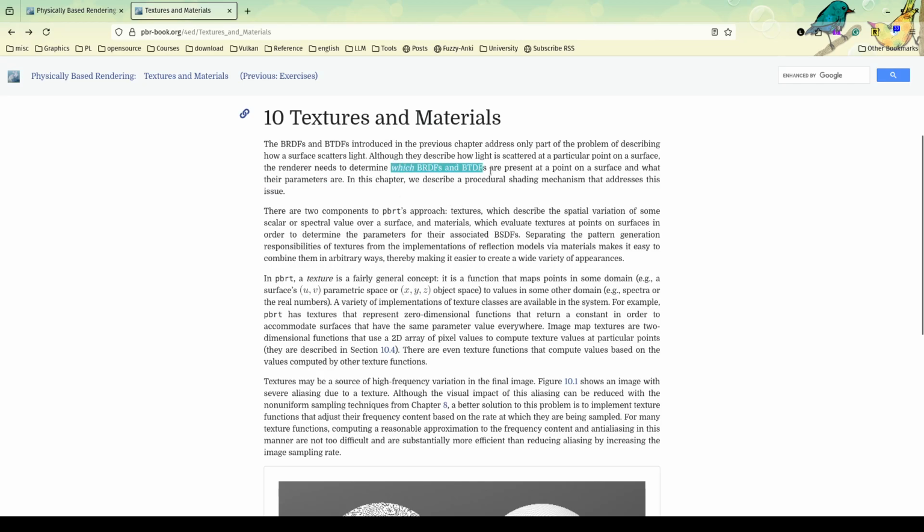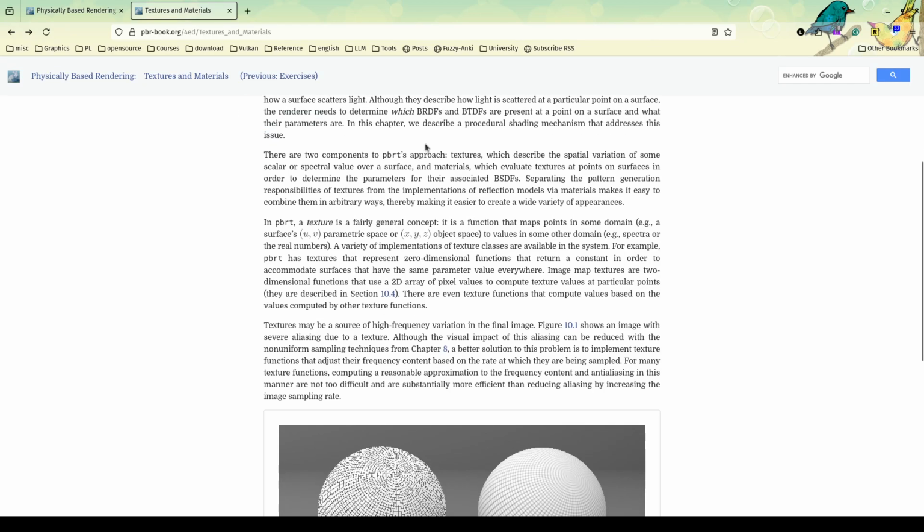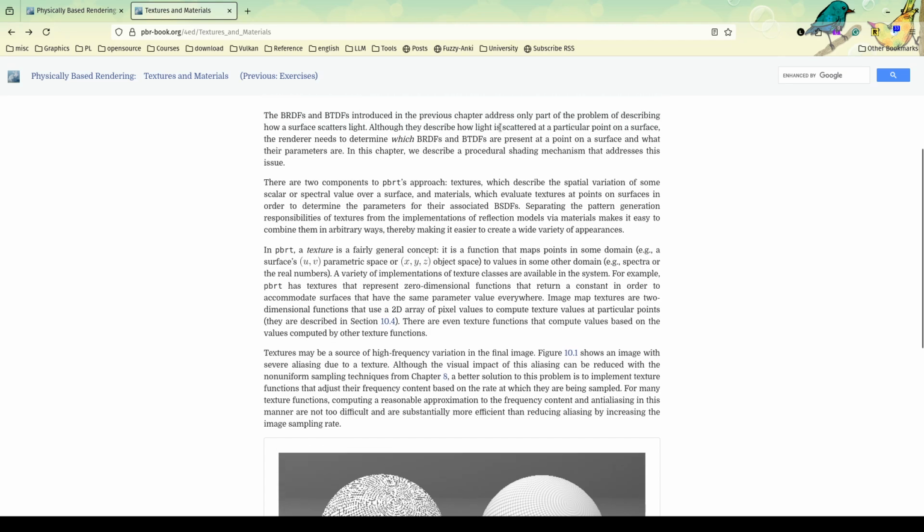And I think this is mostly material. Well, I guess also you can encode this information in a texture, and this is mostly texture, I think. In this chapter, we'll describe a procedural shading mechanism to address this issue.